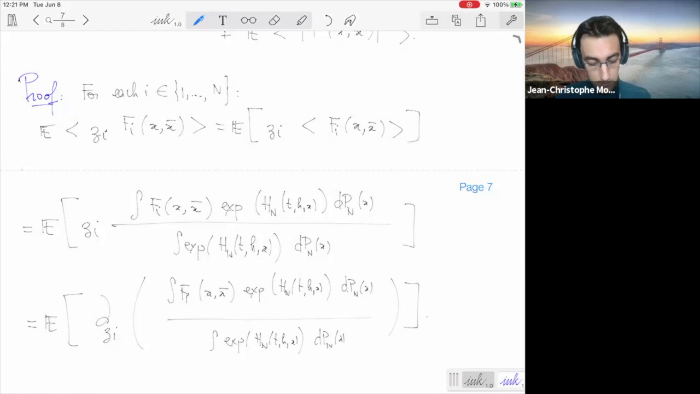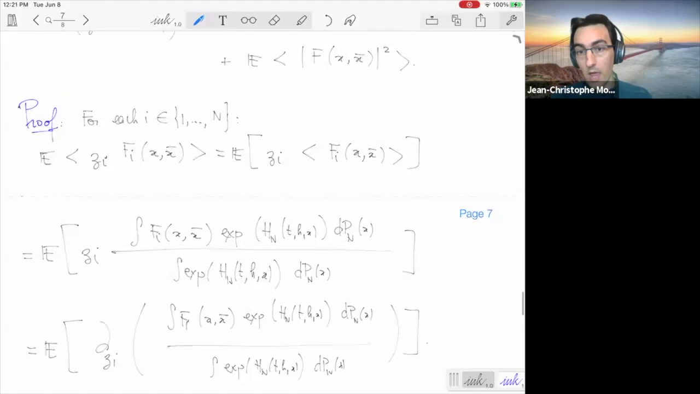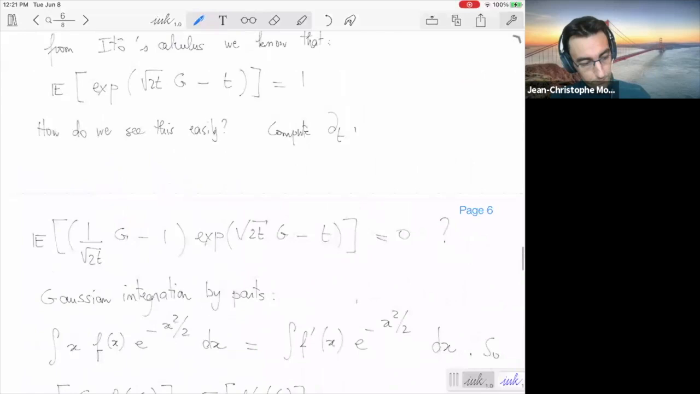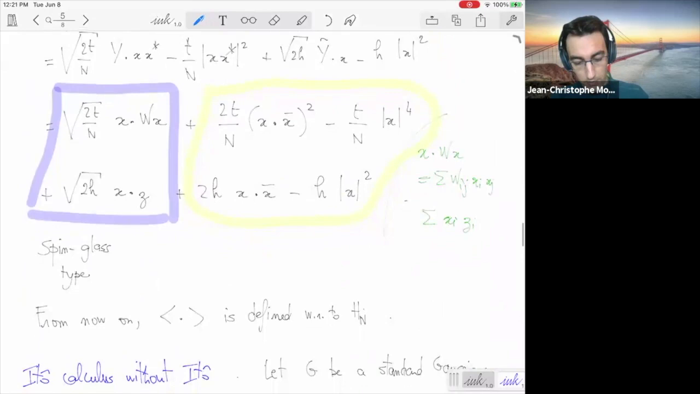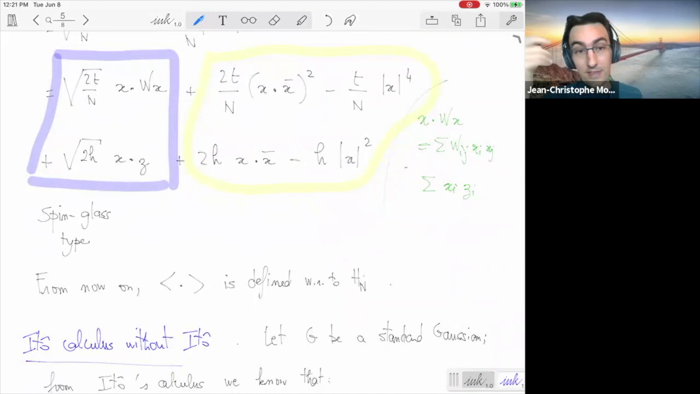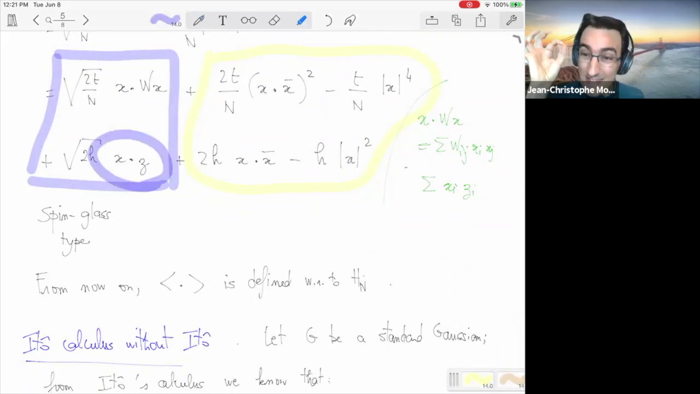So perhaps I can display one more time what is the expression for Hn? Let me scroll back up. So here is our Hn, this sum of six terms. That sounds like a lot of terms, but we only care about the Z here, okay? And what happens when we differentiate with respect to Z. And the Z is only here. Okay, and in fact, we only care about Zi, which is only appearing as Zi times Xi, and then there's this square root of 2h as well. Okay, so it's square root of 2h, Zi, Xi, plus a bunch of terms which don't depend on Zi. So this is what appears in the exponential.